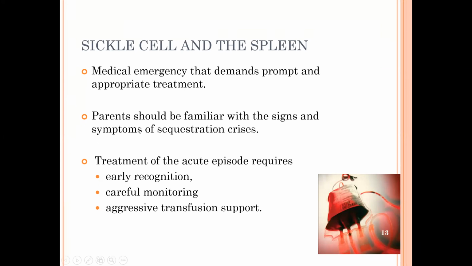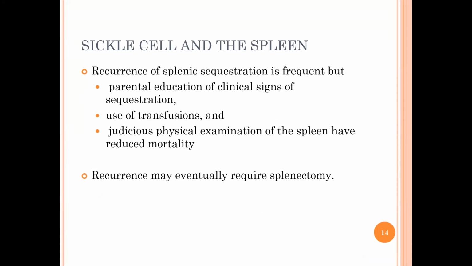So usually the treatment for splenic sequestration is aggressive transfusion, because as I said, all your blood has been pooled into your spleen. So basically you don't have blood running through your vessels to the other parts of the body that need blood. So it's aggressive transfusion support.